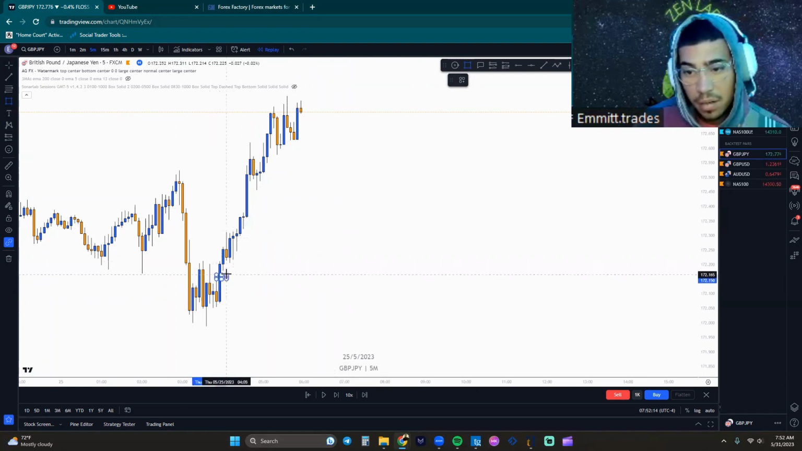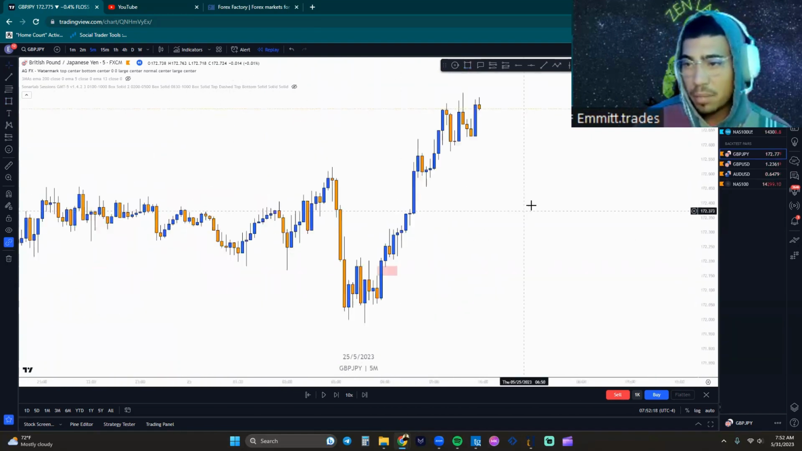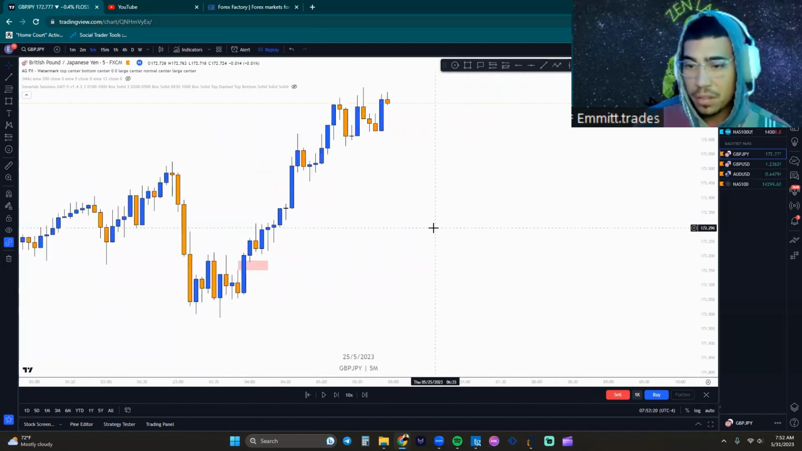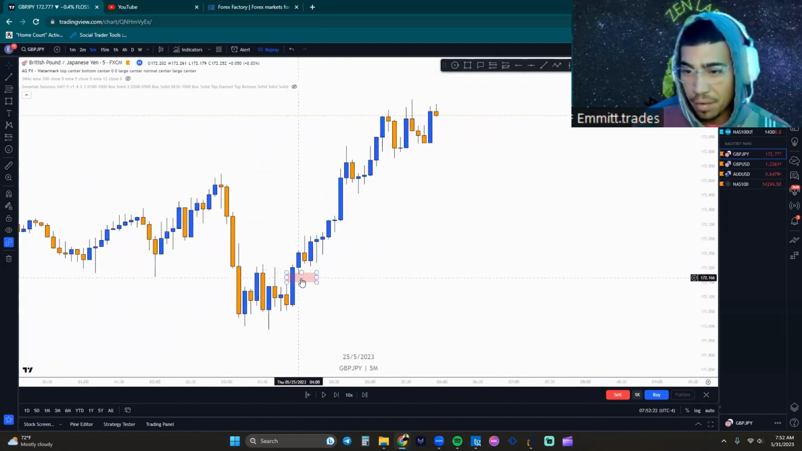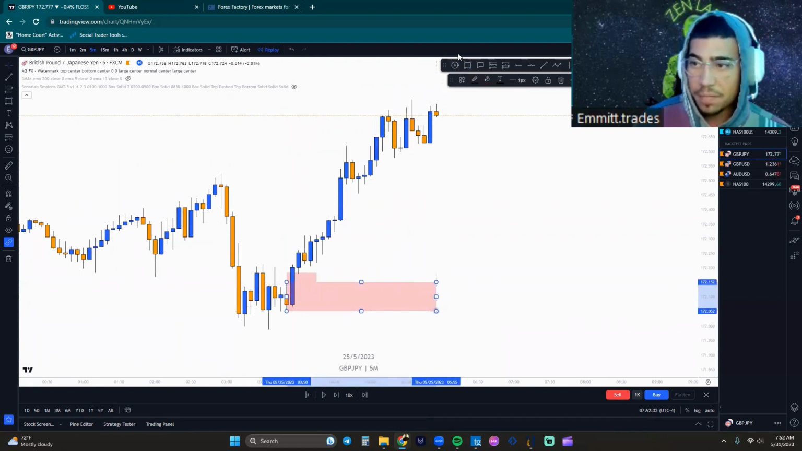So sitting down here, we have this gap, which I'll mark out in red so you guys can see it clearly. Let me go ahead and zoom in for you guys. There's a gap sitting right here. So sitting right below it, which is the last down candle before this impulsive move up to this next high, this would be our demand.